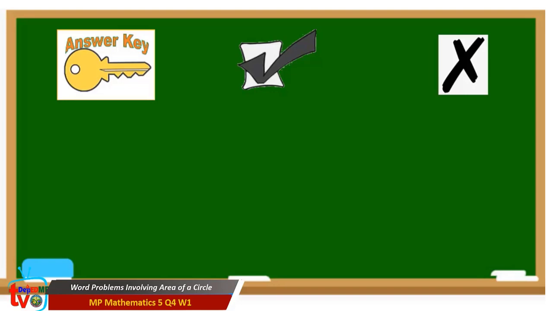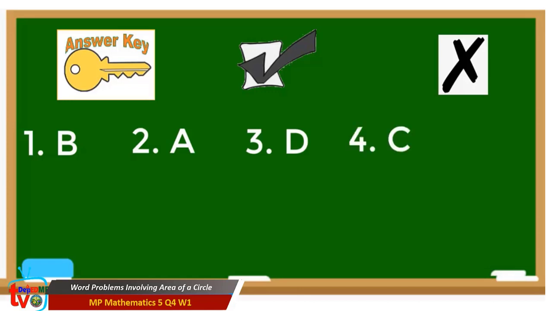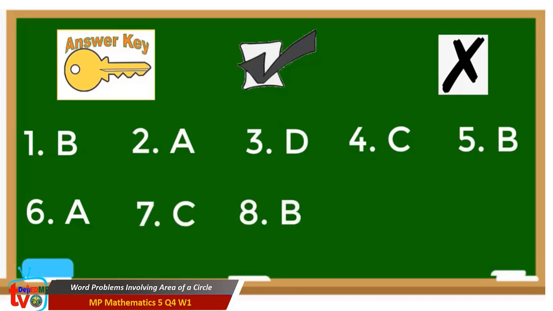Number 1, letter B. Number 2, letter A. Number 3, letter D. Number 4, letter C. Number 5, letter D. Number 6, letter A. Number 7, letter C. Number 8, letter B. Number 9, letter C. And number 10, letter C.